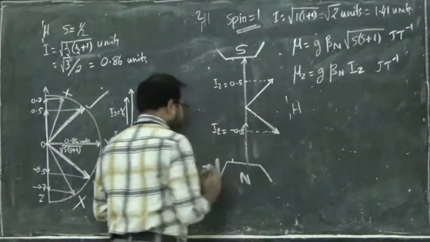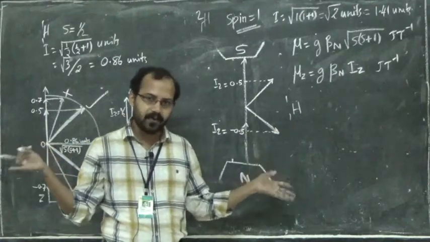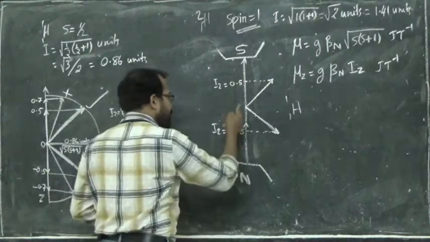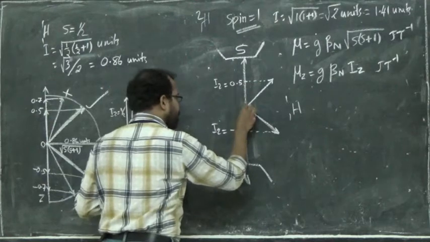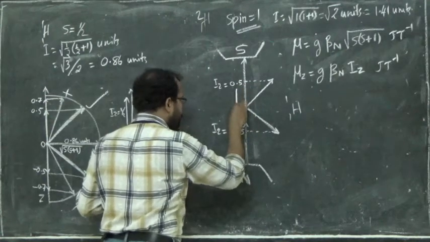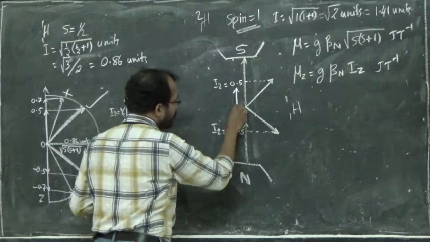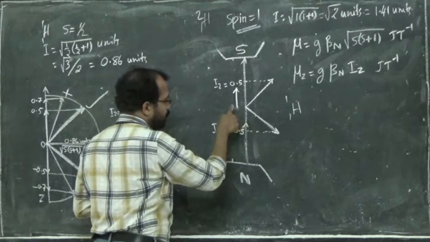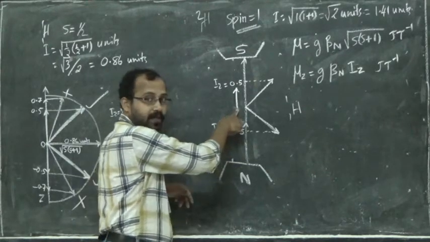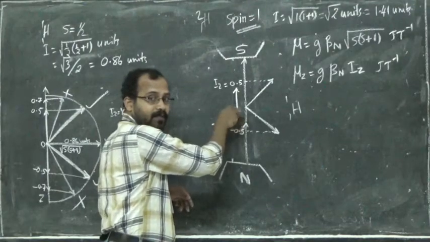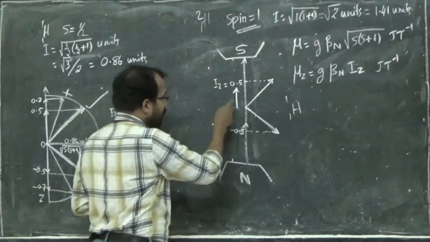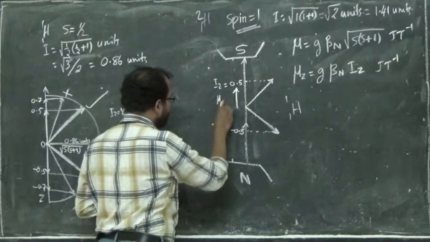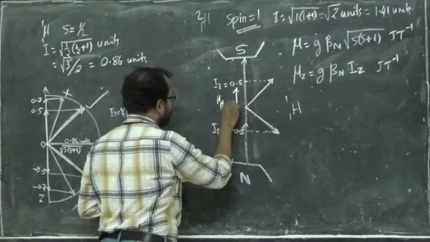Now you know that mu Z and IZ will have the same direction. We already proved that, right? Mu Z and IZ have the same direction. Therefore, mu Z will also have the same direction as the IZ, meaning the mu Z will be like this. This will be the mu Z corresponding to IZ equal to 0.5. I am not very strict about the magnitude of the mu Z here because at this moment I am only interested in the direction, that is the mu Z corresponding to IZ equal to plus half.